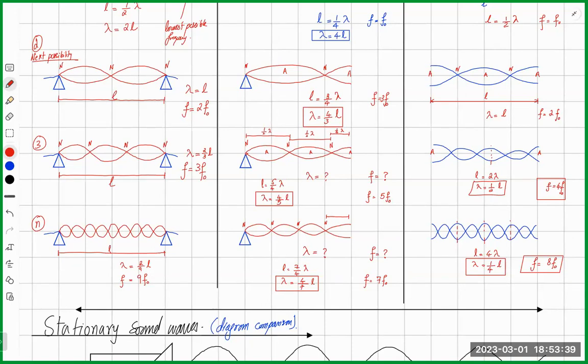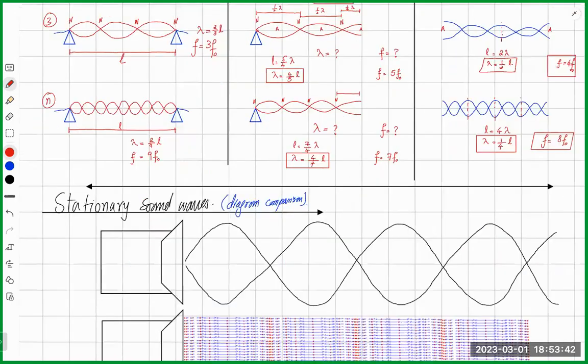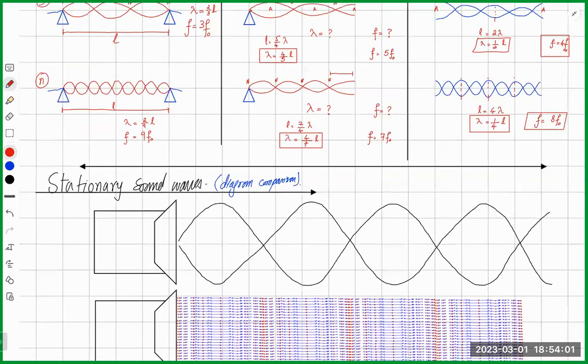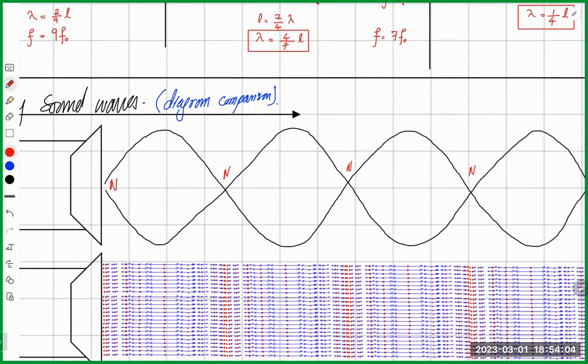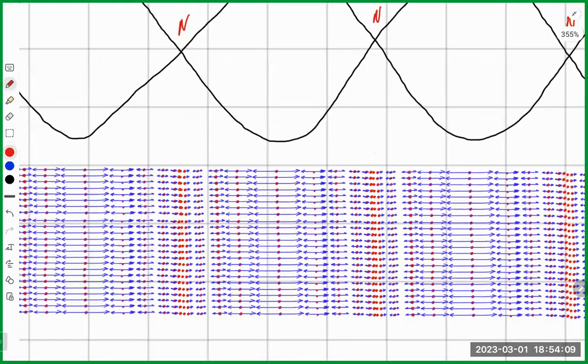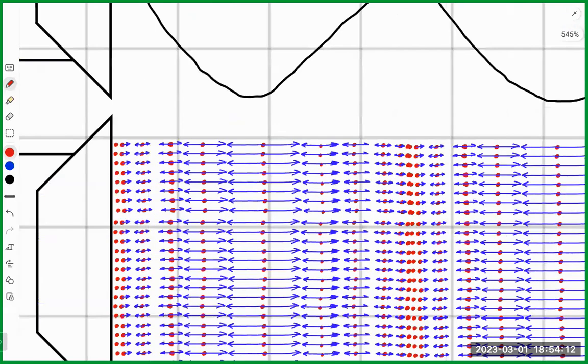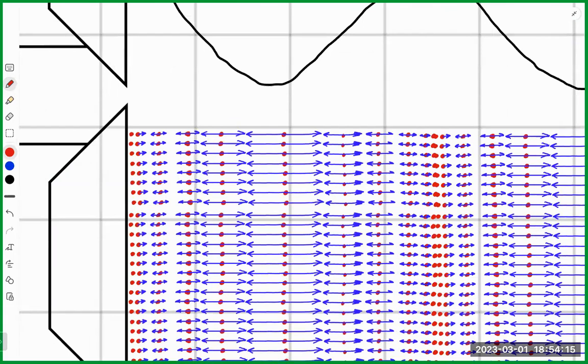Now, stationary sound waves. In the diagram, we make them very much like the transverse wave, but we all know that sound waves are longitudinal waves. When longitudinal waves are shown on a diagram, for simplicity we draw them like transverse waves. So we have nodes here, here, here, here. But actually, these are longitudinal waves. I hope you can see them on your screen. The particles are vibrating forward and backward, and this is how the stationary waves behave.